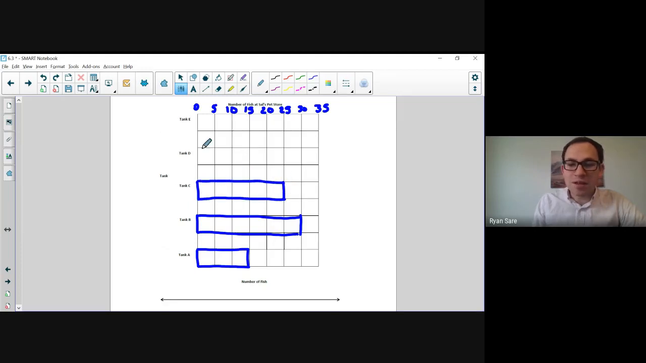I think it's really fun to make these bar graphs. It's like coloring and math combined. Tank D had 10, and tank E had 20. I also like organizing things. You wouldn't know it looking at my classroom, but I really like organizing things. And once you get everything in its place, oh, it's such a good feeling.